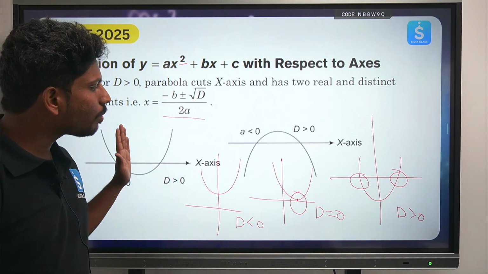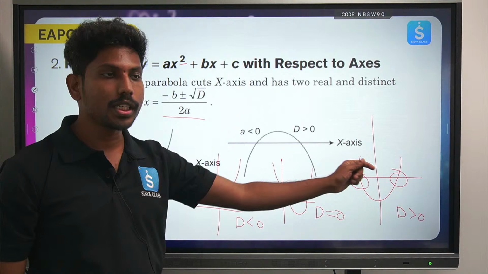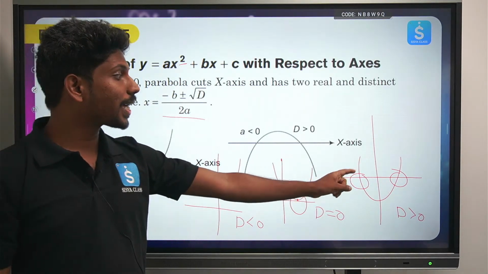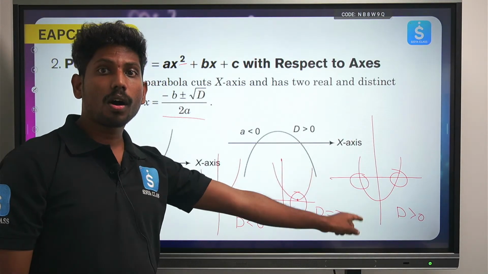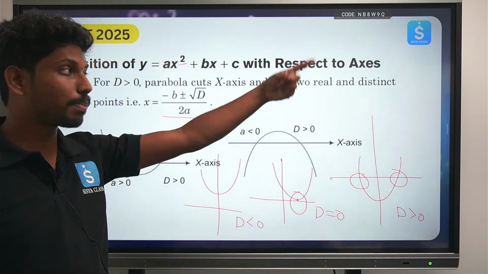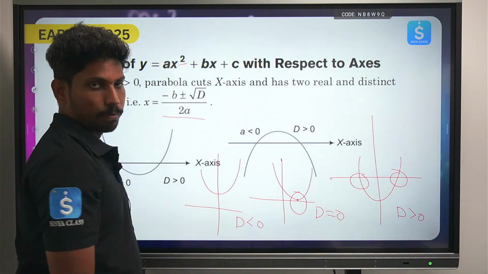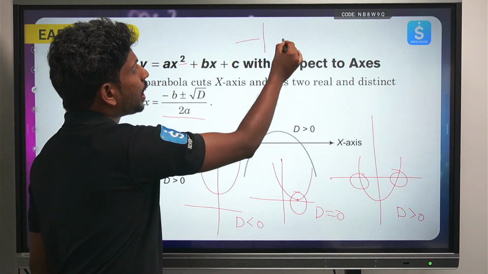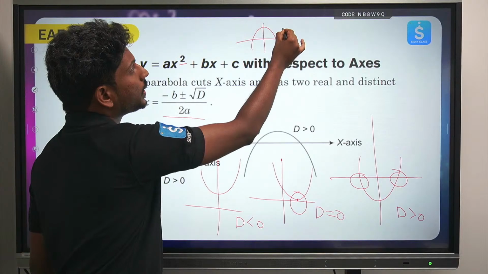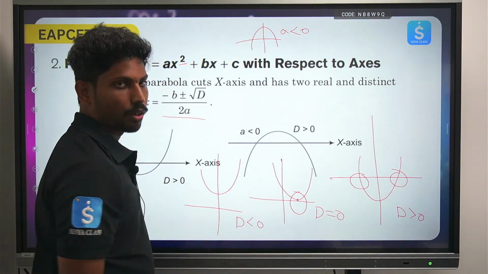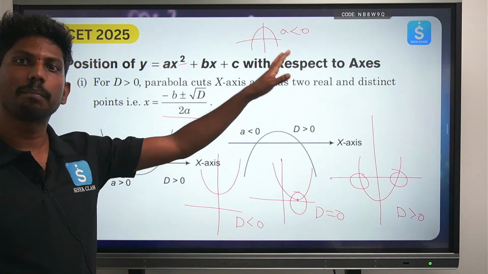And can you tell me what will be the quadratic equation here? Here it will be ax square plus bx plus c, because all these are facing upward. Specifically, a is greater than 0, right? Whenever I have a parabola facing downward, then a is less than 0. The complete discussion will be based on these.